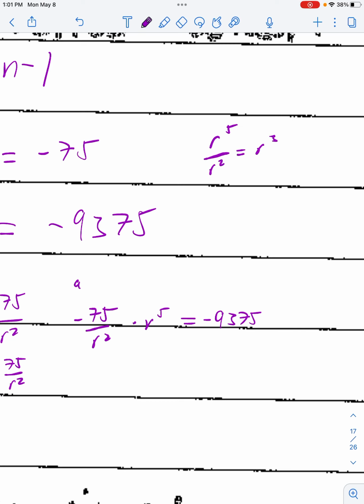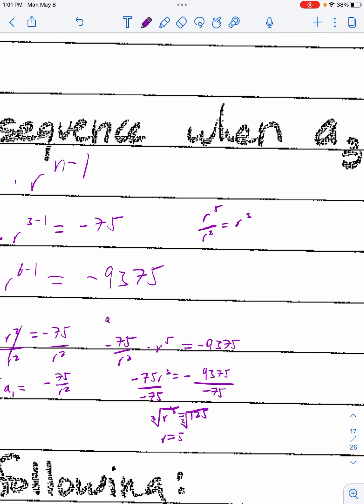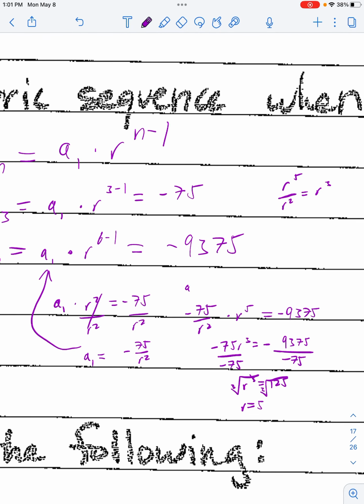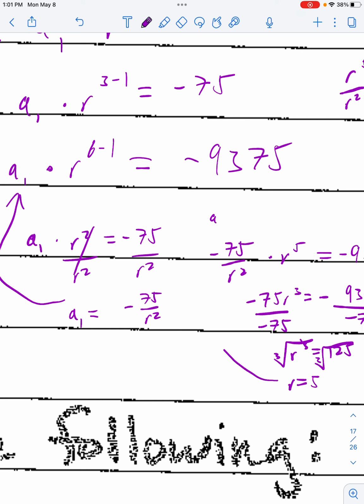So remember, subtract the exponents. So I have negative 75 r cubed equals negative 9375. I'm going to solve for r. So I have r cubed equals 125. Take the cube root of both sides. Get r equals 5. So then I'll just plug that in up here to this equation. a sub 1 times 5 squared equals negative 75, or a sub 1 times 25 equals negative 75. Divide by 25, I get a sub 1 equals negative 3.